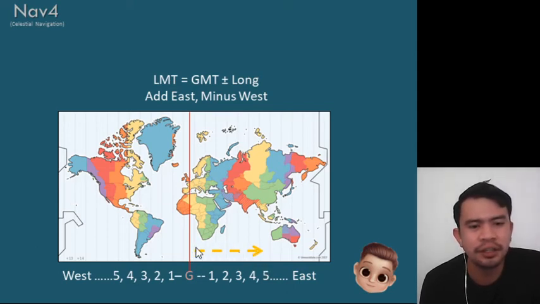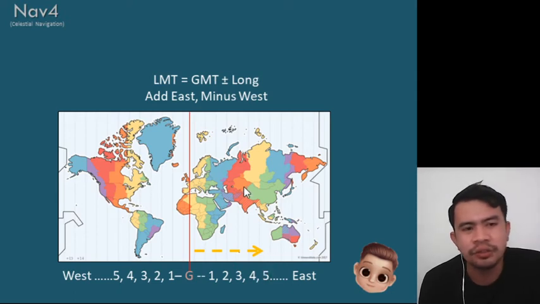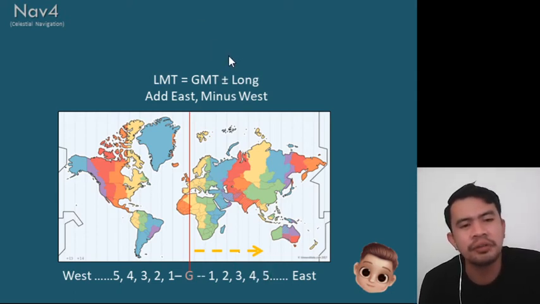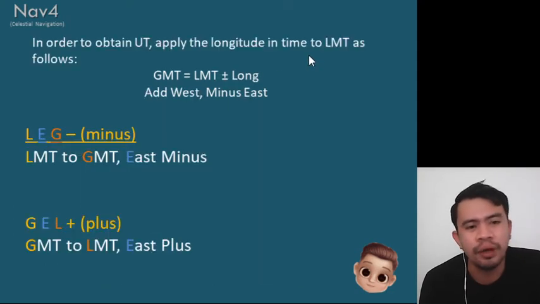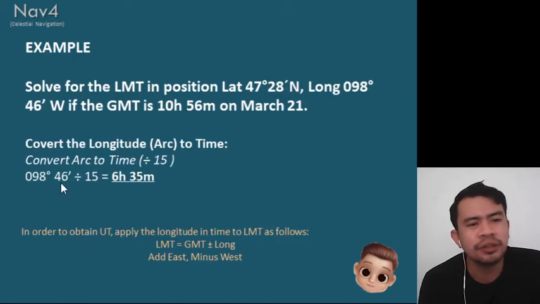Yes, sir. So yun, this is our formula for finding our LMT, and these are the rules that you need to remember. So ito na po yung sinasabi natin na minus tsaka plus. So for example, solve for the LMT in position latitude 47 degrees 28 minutes north, longitude 098 degrees 46 west. So this time, ang hanapin natin is the LMT, the local mean time natin, on the position na ito.